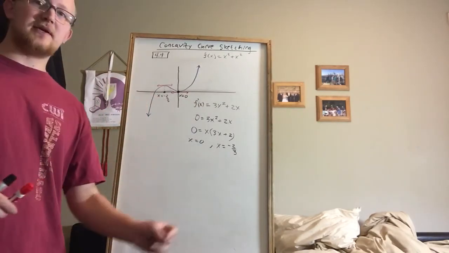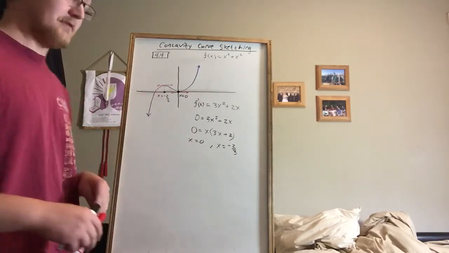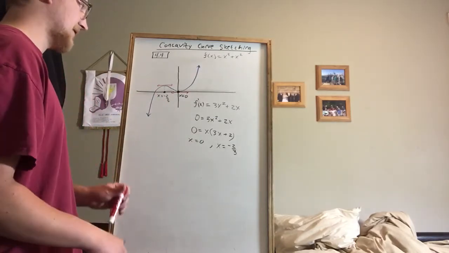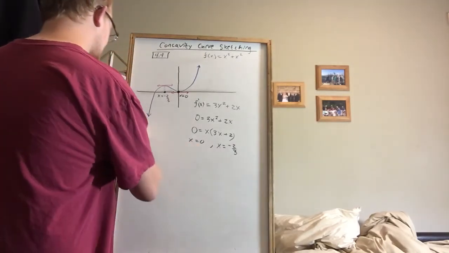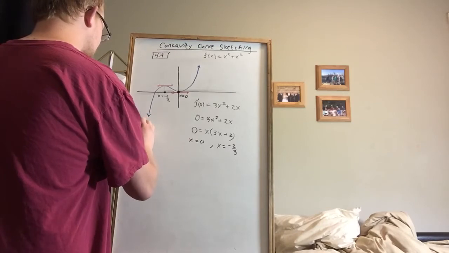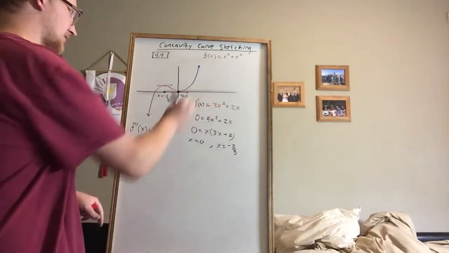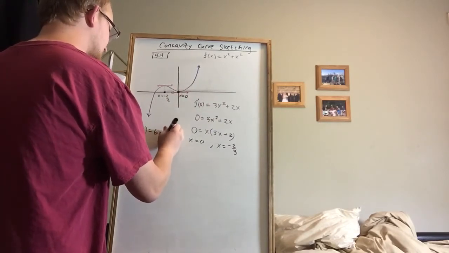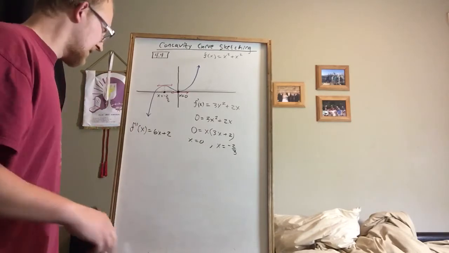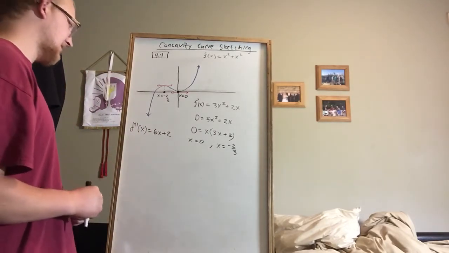So the next step is, how do we know if they're maxima or minima if we don't have the graph drawn? For the next step, we're going to take the second derivative of f of x. So I'm going to take f prime of x, and looking at it, I'll take the derivative of that, bring down the 2, make it 6x plus 2. Now this is a linear graph.